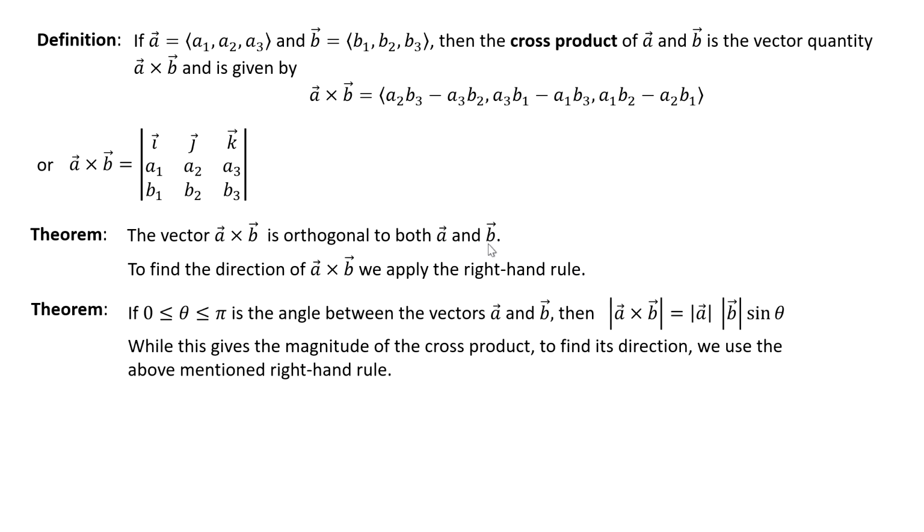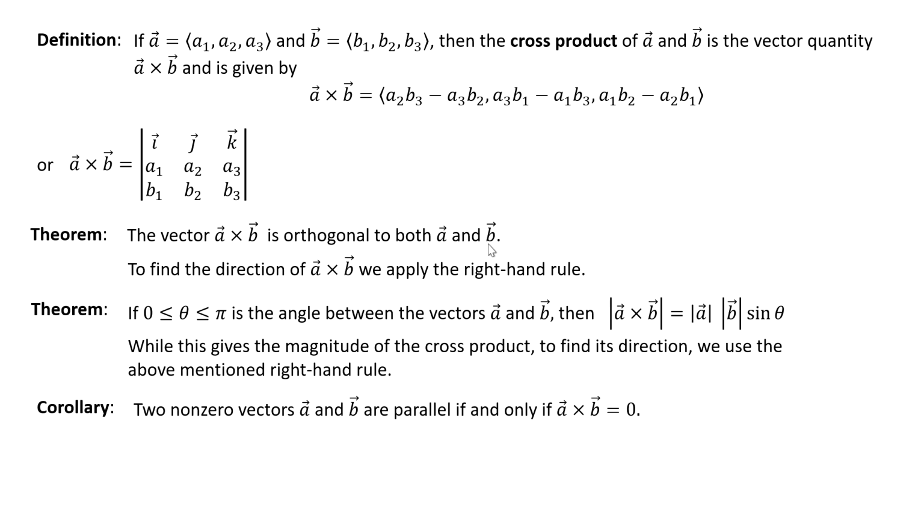While this gives the magnitude of the cross product, to find its direction, we use the above mentioned right hand rule. Cool. Corollary. What's a corollary? A corollary is something that you can derive from the theorem. If the theorem says something, notice just from the theorem we can deduce this other fact. That's the whole idea. Two non-zero vectors a and b are parallel if and only if a cross b is equal to 0.